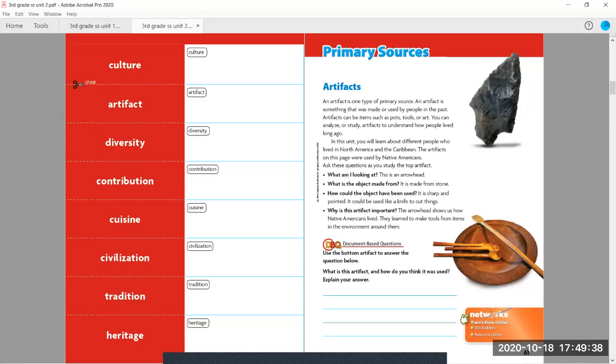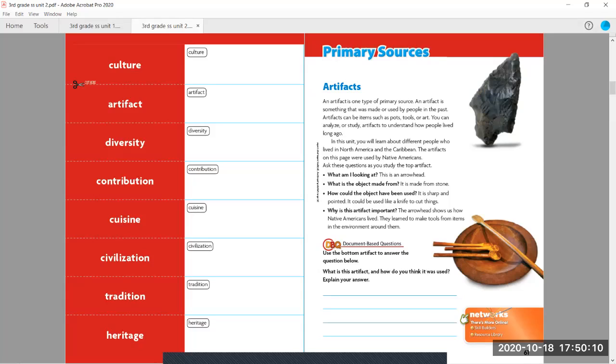How could the object have been used? Well, we know it's sharp and it's pointy, so it could have been used as a knife or a cutting tool, or it may have been used for hunting. Why is this artifact important? The arrowhead shows us how Native Americans lived. They learned to make tools from items in the environment around them. So all of these are important questions to ask yourself when you're looking at any artifact to help you gain a better understanding of what you're looking at.